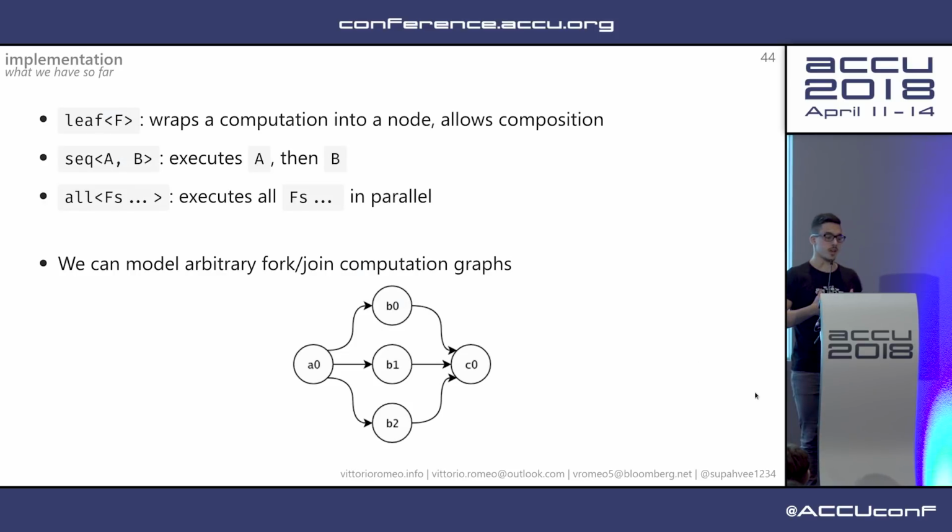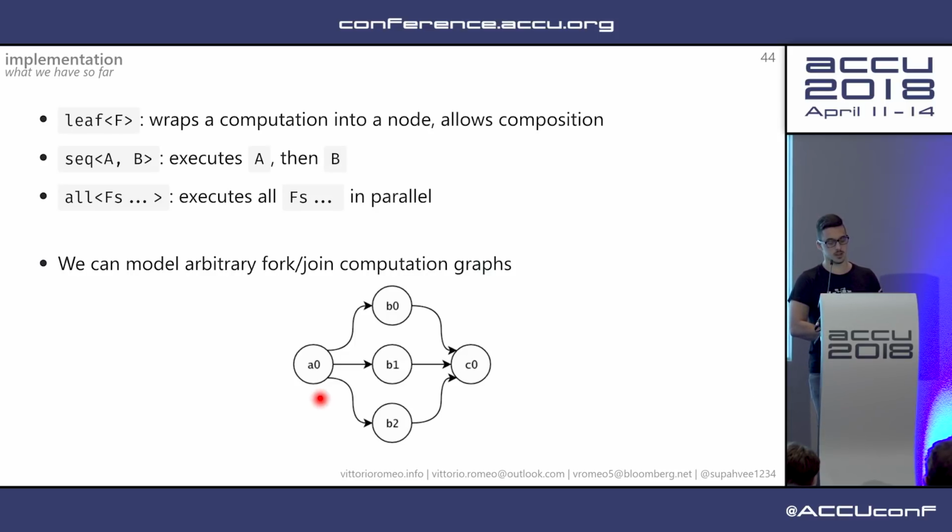So far, we have three abstractions. We have leaf, that just wraps a single computation into a node and allows composition. We have sequential, that executes A and then B asynchronously. And then we have all, that executes a bunch of computations in parallel. And with these tools, we can already model arbitrary fork and join computations.